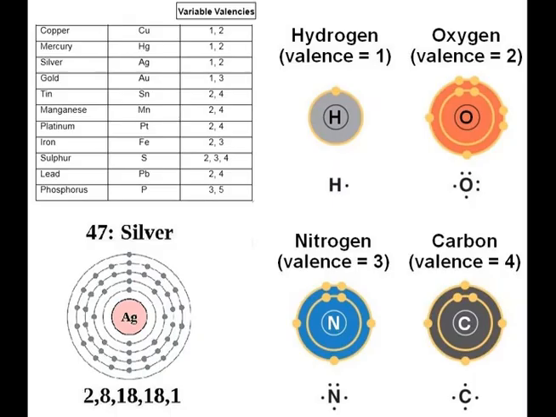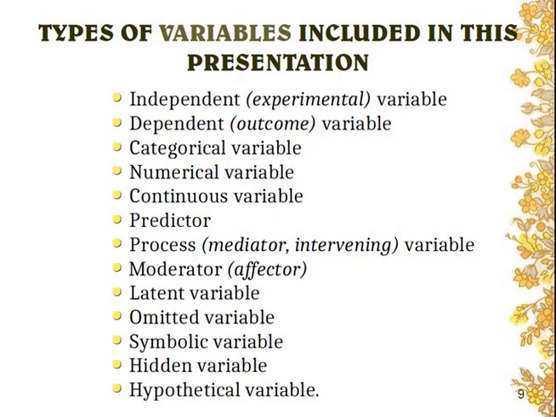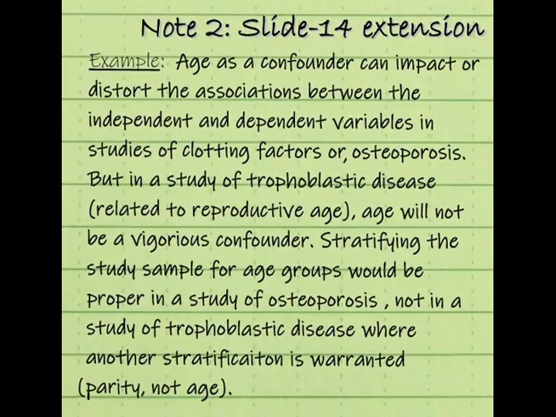Just like in chemistry, where each element has valency, a capacity to bond or combine, the statistical variables too, including the confounders, have dimensionality. The dimensionality of statistical data is dynamic. It changes depending on the study or situation. For example, age as a confounder can significantly impact or distort the associations between the independent and dependent variables in a study targeting the clotting profile or osteoporosis. But in a study of trophoblastic disease that occurs in reproductive age women, age will not be a vigorous confounder.